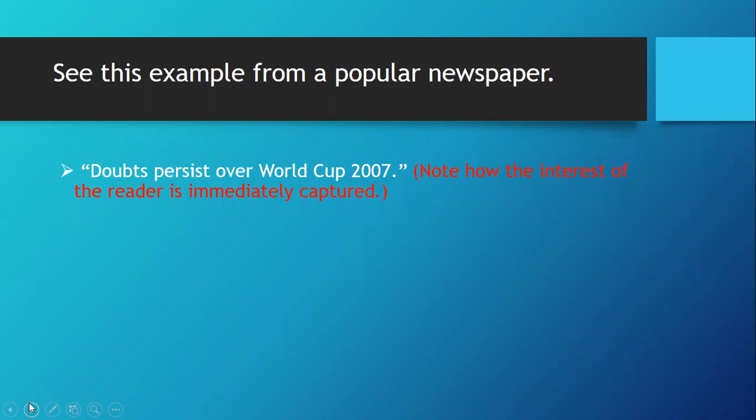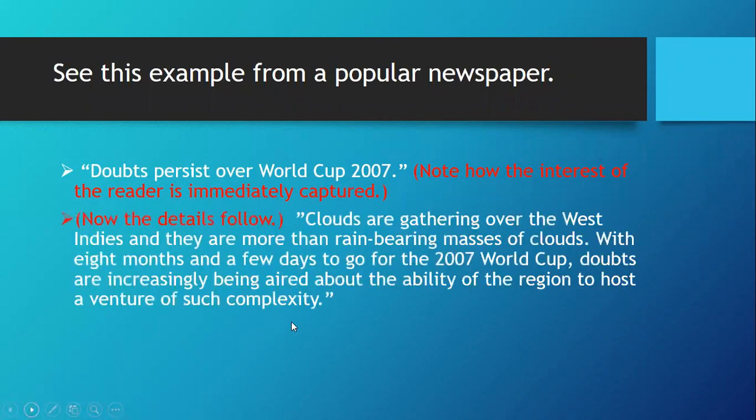This was probably about the Cricket World Cup. Doubts persist over the World Cup. So if anybody, a sports fan, sees the name World Cup in a newspaper or magazine, it's going to pique their interest, right? And now the word doubts. If you see the word doubts, you think, wait, something is happening here. What is it? What's the doubt? And now the details follow. That is the heading, so the details follow.